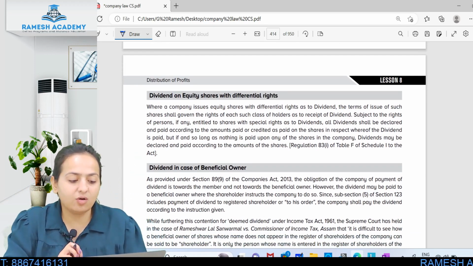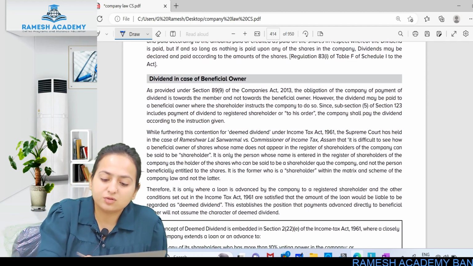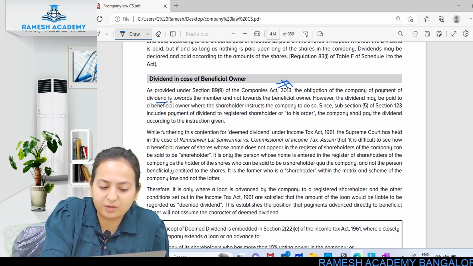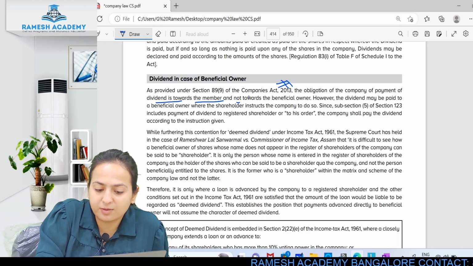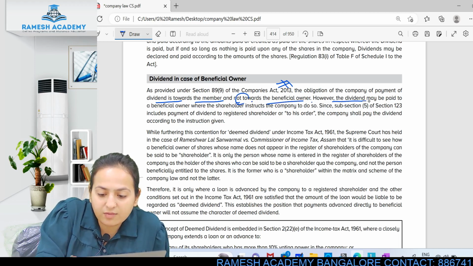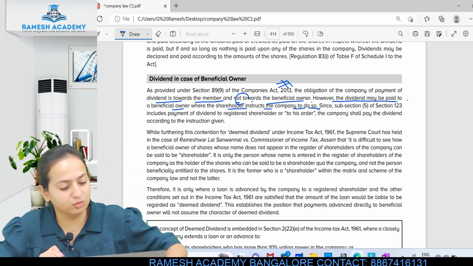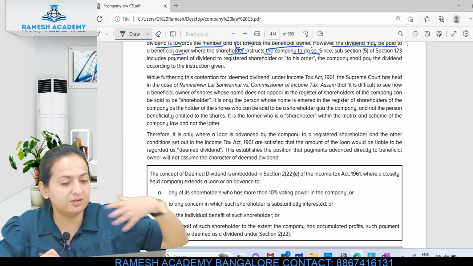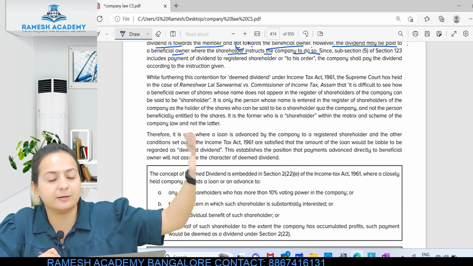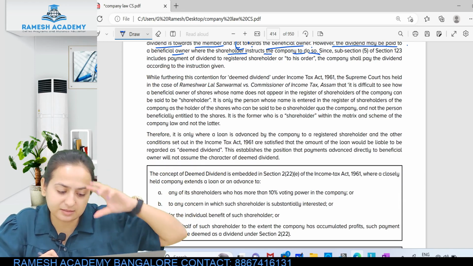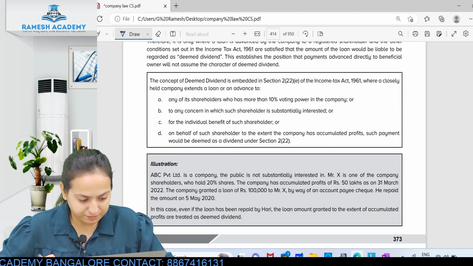Now, dividend in case of the beneficial owner. See, the obligation of the company for payment of dividend is towards the member, not towards the beneficial owner. However, the dividend must be paid to the beneficial owner where the shareholder instructs the company to do so. Wherever the shareholder says, I will not receive the dividend, so-and-so person will receive it, then in that case the company can pay. So this is how it is.